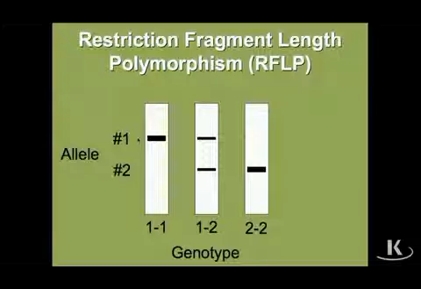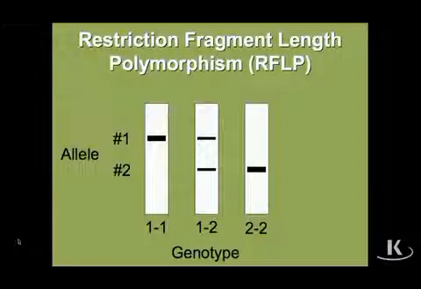On Southern blots, you should remember that larger pieces of DNA appear near the top and smaller pieces of DNA appear near the bottom of the Southern blot. So allele 1 might give the upper band on a Southern blot. Allele 2 will have a different base sequence, will be cut differently by EcoRI, and will give a lower band on a Southern blot. So there are two different alleles for this RFLP gene in the population.